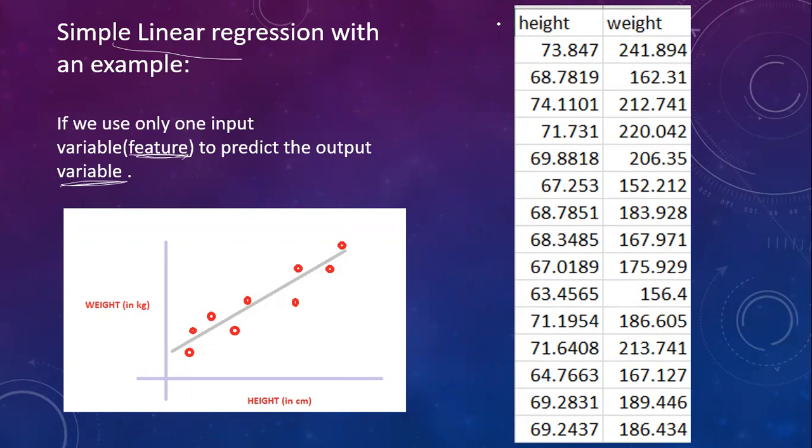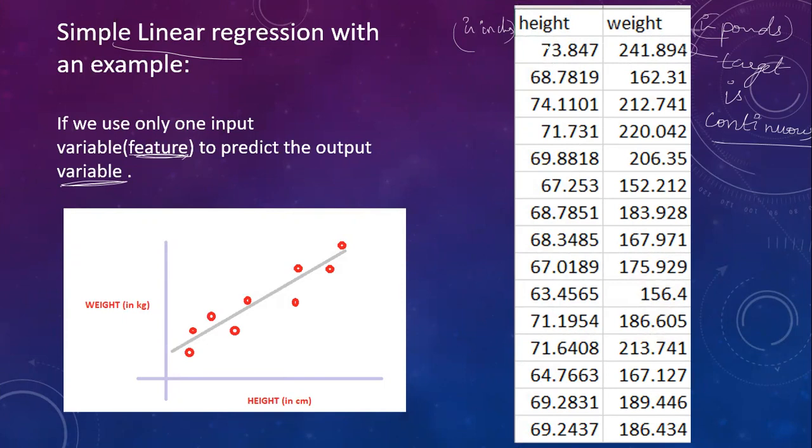Here height in inches is given, and weight in pounds. So this is a simple regression analysis. And like I've told you, you have to check whether the target variable is continuous or not. Yes, here it is a continuous value. It is not categorical, it's not like yes or no. It's a value like 241.89. So we can do linear regression with this data.